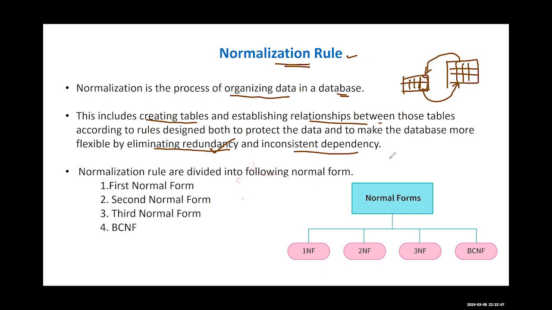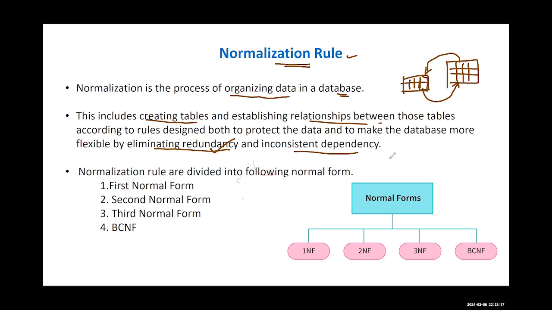When it comes to normalization, there are four types which we are going to learn. There is first normal form, second normal form, third normal form, and then BCNF. BCNF is nothing but Boyce-Codd normal form. In reality there are many more, such as fourth normal form and fifth normal form, but we will be mainly focusing on first normal form, second normal form, third normal form, and BCNF.